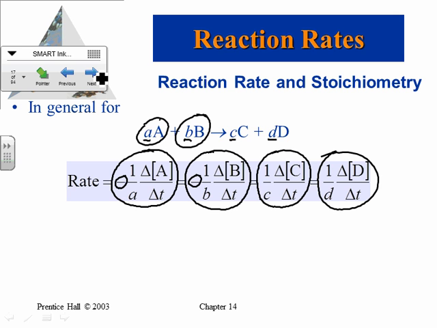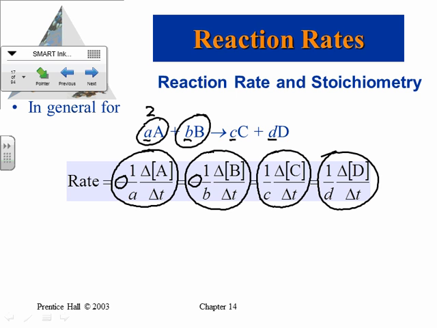But it turns out what you have to do here is, whatever your rate is, you have to divide it by the coefficient in front of the equation. If you have a 2 in front of this A, then you'd have to multiply your rate by 1/2 or divide it by 2. And that's how you take into account the stoichiometry that's going on in the equation.